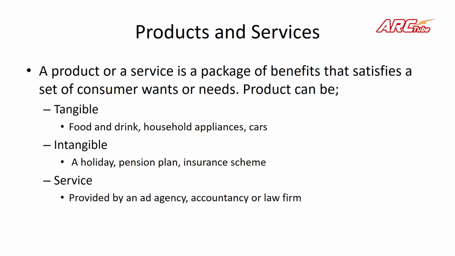Likewise, once you discuss products, you can have three types: tangible products, intangible products, and services. For example, tangible products are food, drink, household appliances, cars, likewise. Intangible things are a holiday, a pension plan, an insurance scheme, something like that. Then services can be categorized into services provided by professional firms like accountancy or law firms, and our famous advertising agencies, who come in handy once you're planning your campaigns. So it's about tangible, intangible, and services.